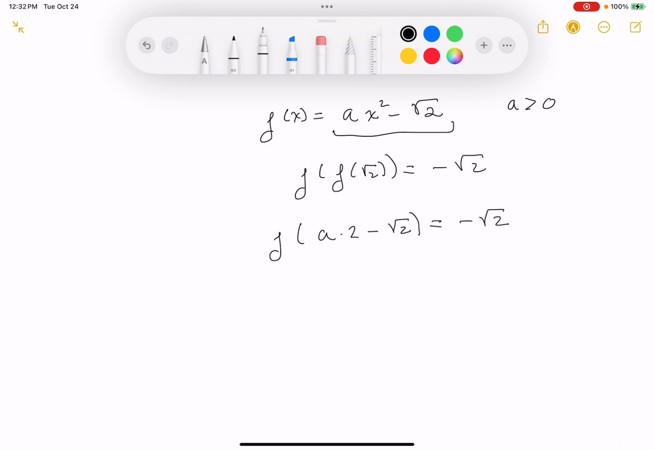I'm looking at this over here. I just plugged it in. F of root 2 is just simply 2a minus root 2. Let me have my eraser out. Instead of writing down a times 2, I'm going to write down 2a instead. Now what I want to do is, what does f do to that argument? It's going to be a times that thing squared. I'll write that down for you.